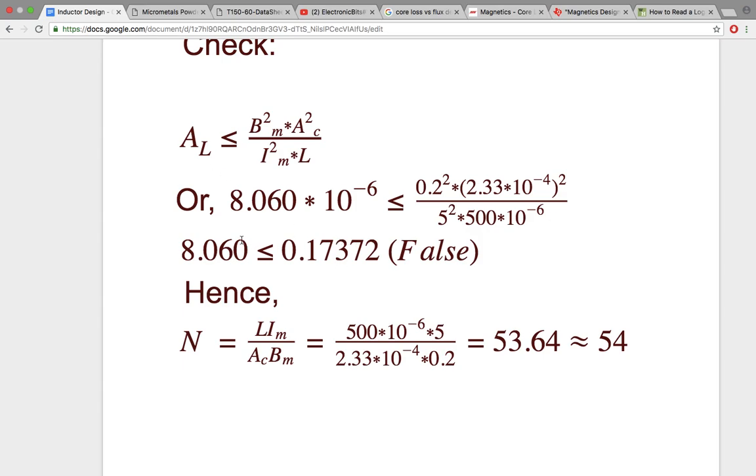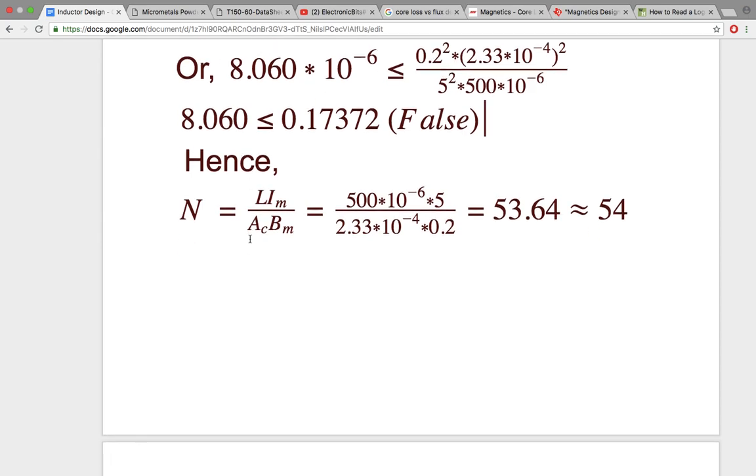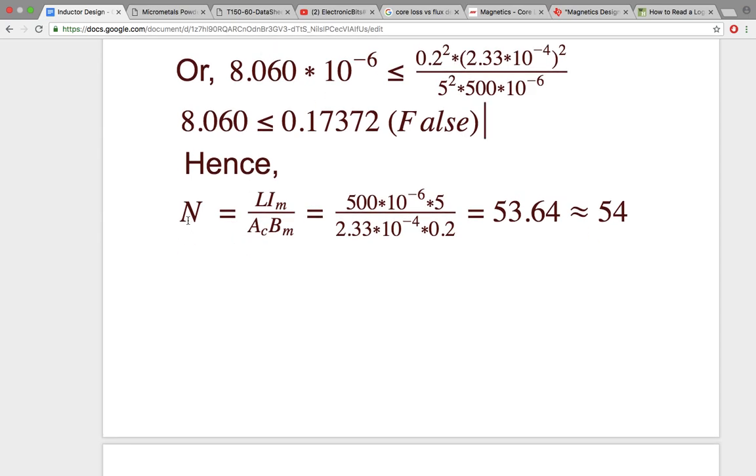But if you see, this is actually much greater than the one we want. So this is completely false. That means we cannot use this AL formula. Hence, we have to use this Ampere's law formula, and you'll see that the number of turns is coming out like 53.64. You can go ahead with the next integer number, that is 54.